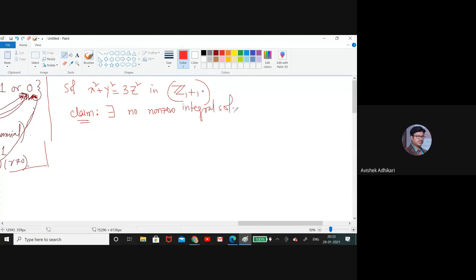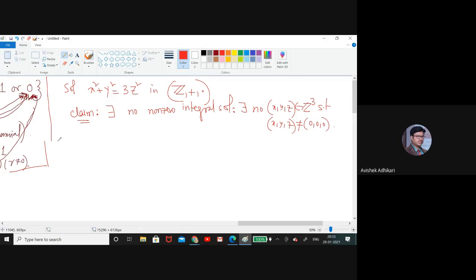That means there exists no x, y, z belonging to Z cube such that (x, y, z) is not equal to (0, 0, 0). That means you cannot find any x, y, z such that they are non-zero. Okay, that is my claim. I need to prove it.